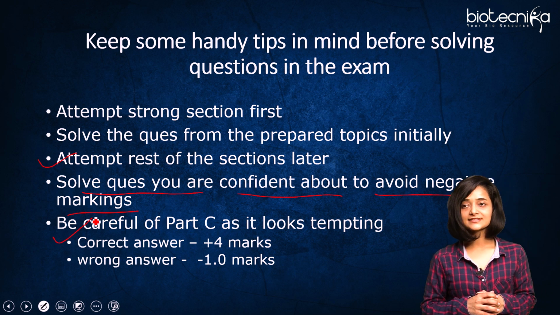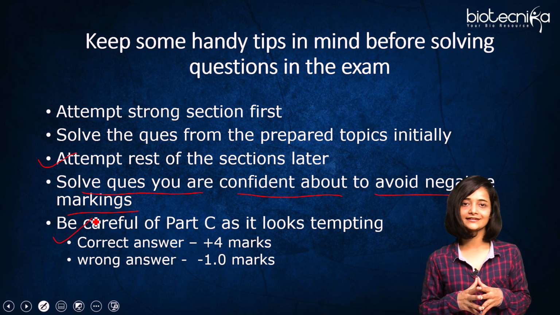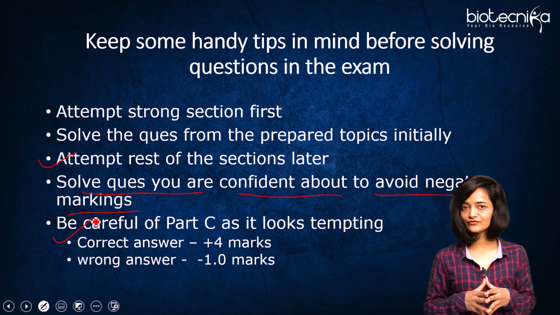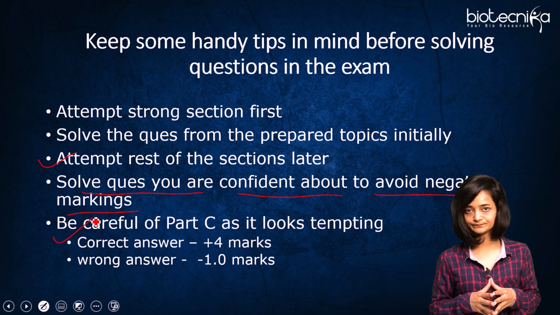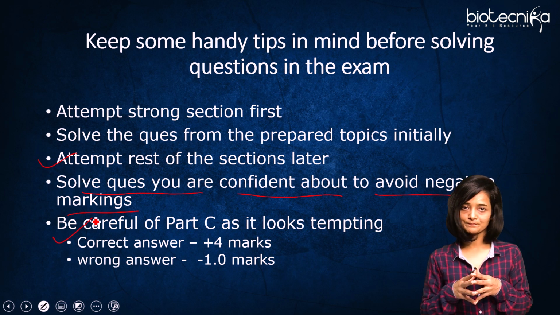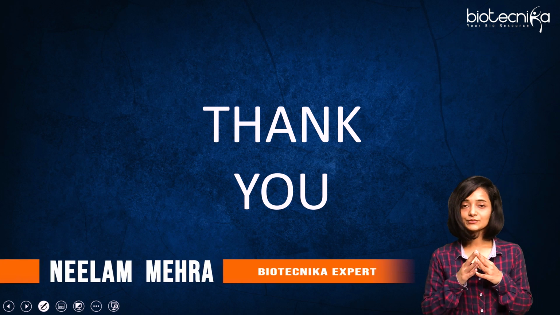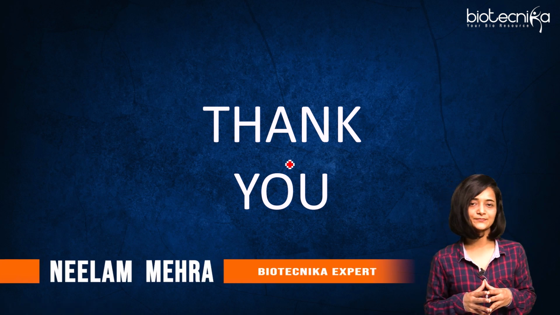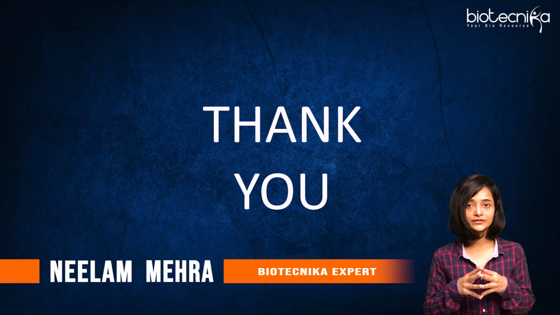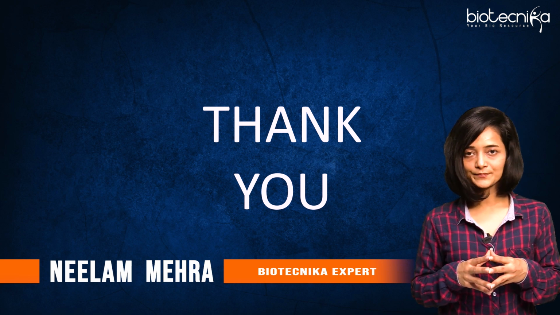Be careful of part C, as it looks tempting since you can get 4 marks directly from one question, but you can also lose 1 mark if you mark an incorrect answer. So be very careful while you solve part C of this unit. I'm totally sure that if you utilize all these tips and tricks while revising cellular organization, or unit 2 of the CSIR NET syllabus, you will score high in this particular unit.